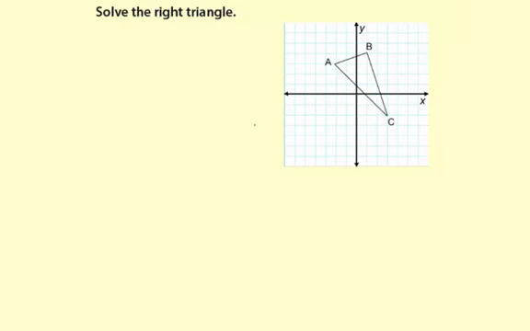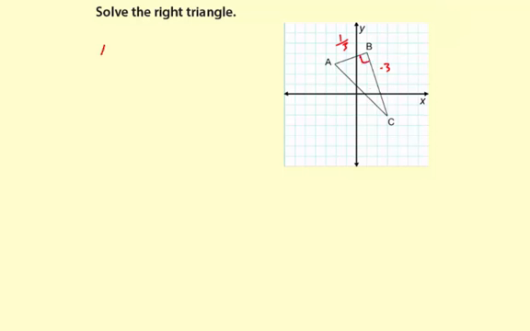Solve the right triangle. Well, first I'm going to determine which angle is the right angle. It looks like it might be angle B here, and I'm just going to verify using the slopes of the sides. So the slope of AB is up 1, right 3, or 1/3. And the slope for BC, down 1, right 3, or -3.